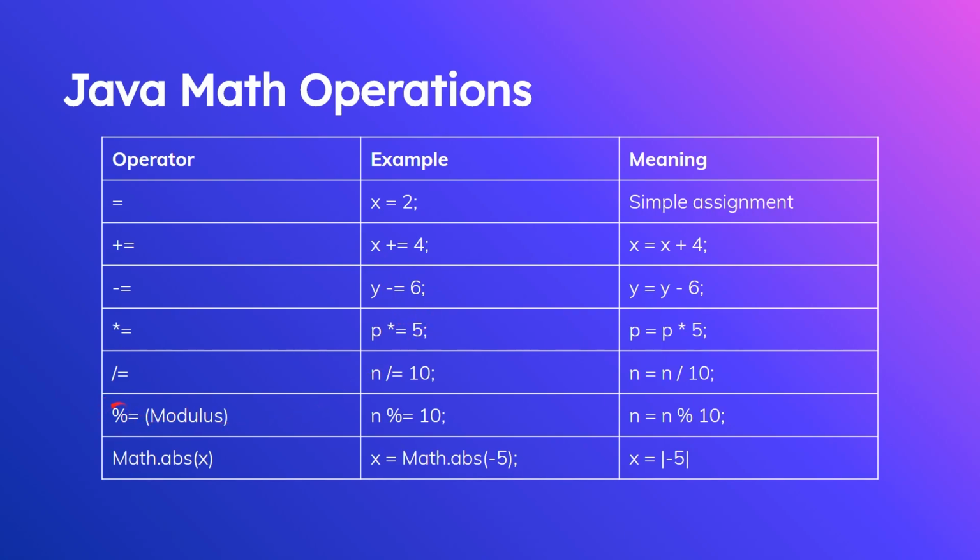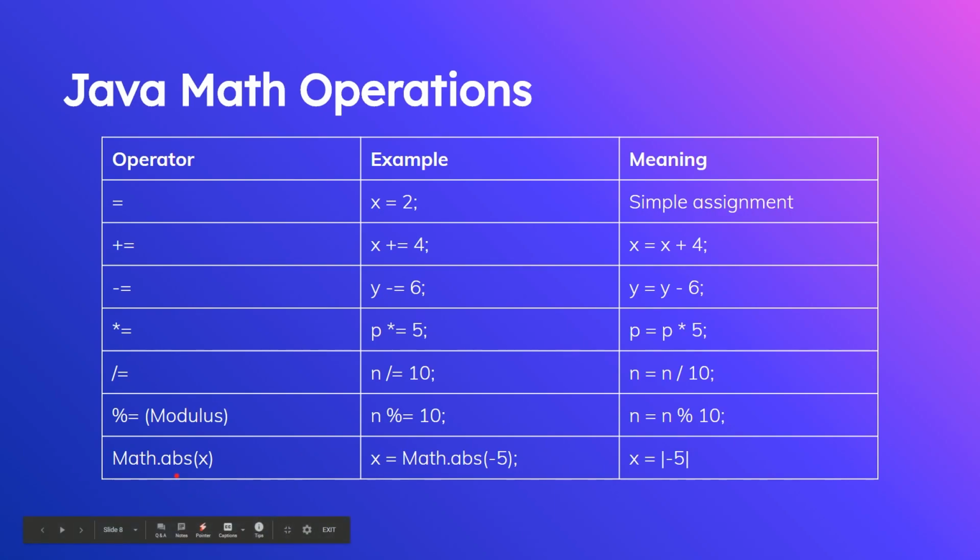So this percent symbol here is a modulus. All it means is I want to take the remainder of something. So for example, let's say n is equal to 15. It would be 15 mod 10. So 15 over 10, the remainder would be 5, so n would end up being equal to 5, if that makes sense.